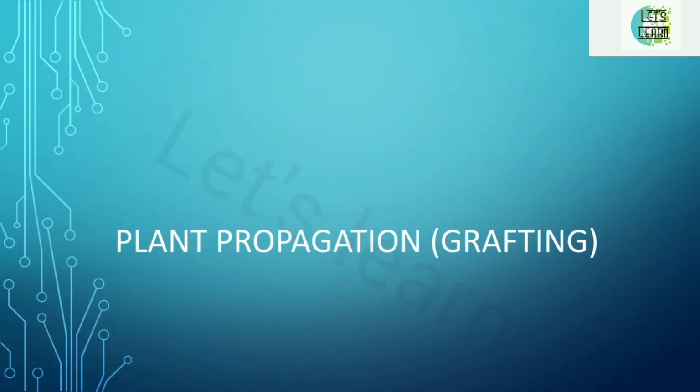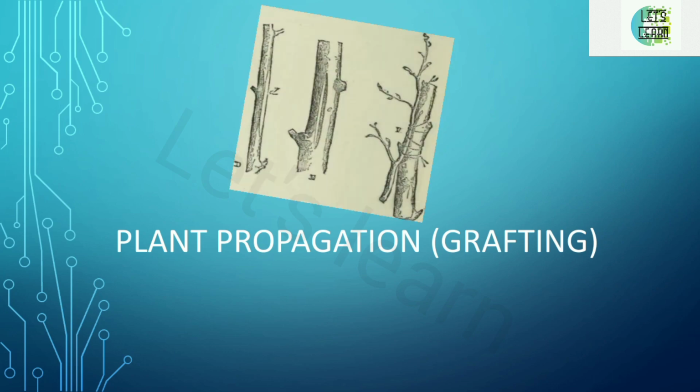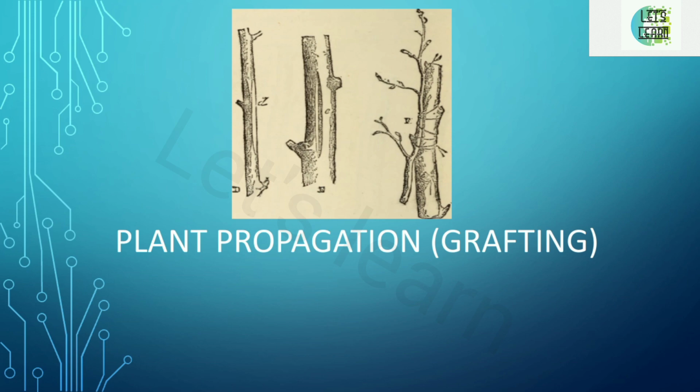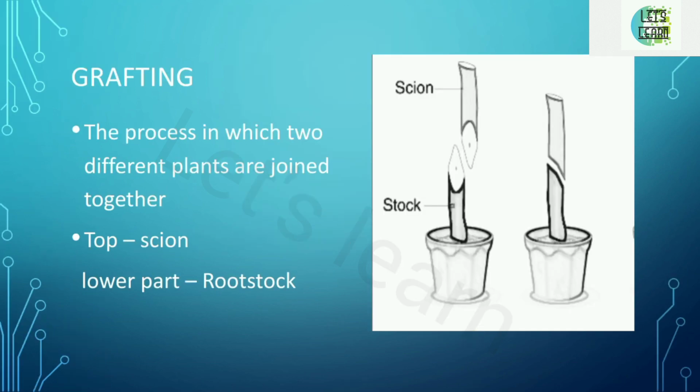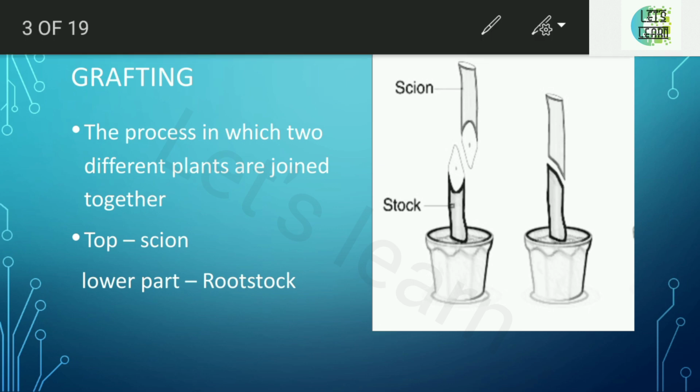In today's video, we will be learning about the grafting process in plant propagation. So first, what is grafting? The process in which two different plants are joined together is called grafting. And here the top part is called the scion and the lower part is called the rootstock.